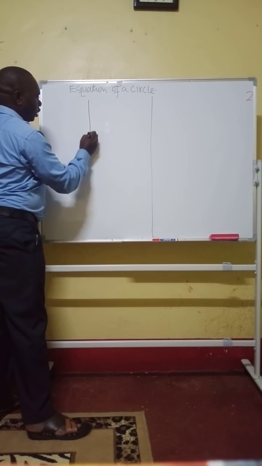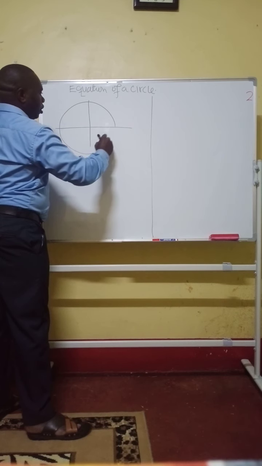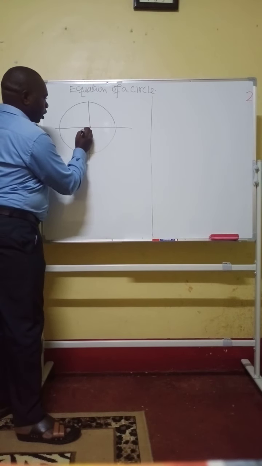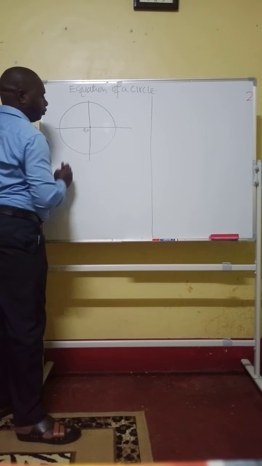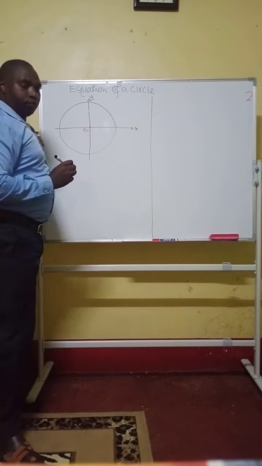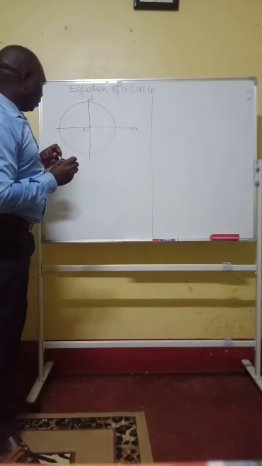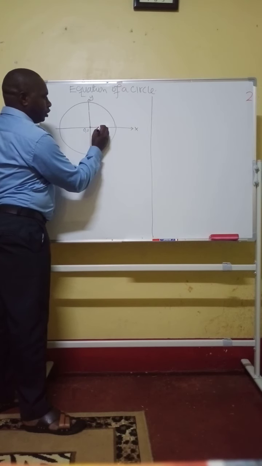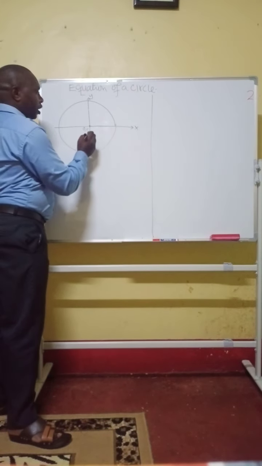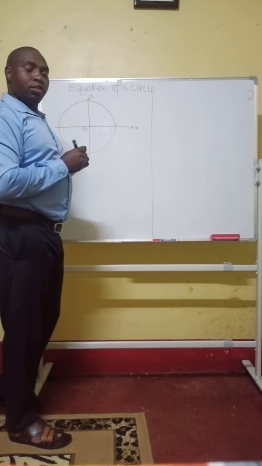So if this is your Cartesian plane, there could be a circle drawn such that the center of this circle is at the point 0, 0, and this particular circle will have a special feature in the sense that if we were to determine a radius from the center, following any line to the circumference, either to the x-axis or to the y-axis, will enable us to determine the actual radius of the circle.